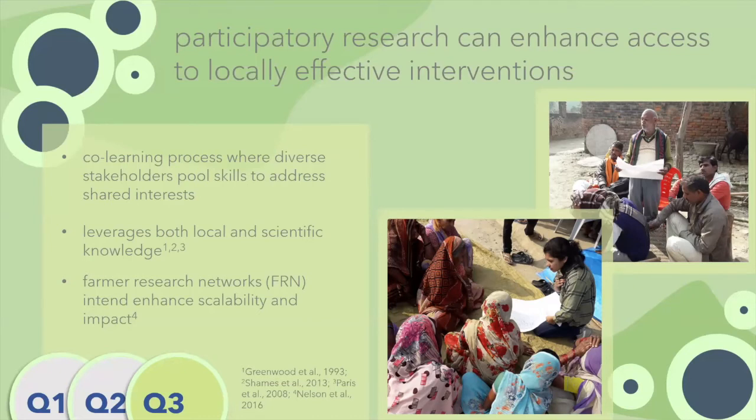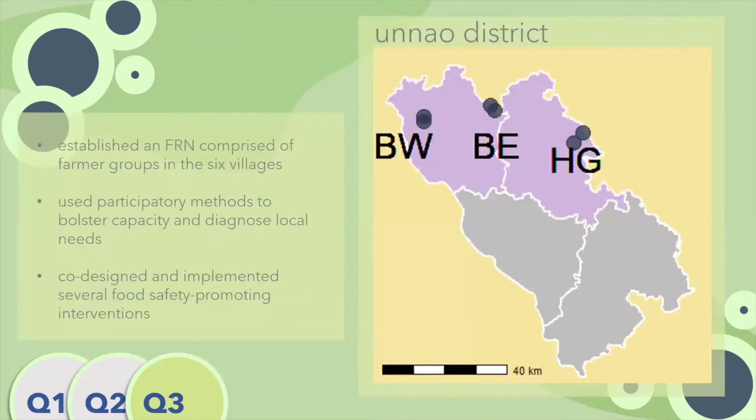And this technique leverages diverse sets of knowledge from all stakeholders involved, leveraging both local and scientific knowledge to identify solutions with maximal impact. And this study has really been pioneering in the use of farmer research networks, which are sort of an expansion of classical participatory research to establish informational feedback loops that are intended to enhance scalability and impact over multiple geographies. Essentially, letting the learnings in one location influence the learnings and outcomes in other locations with similar needs.